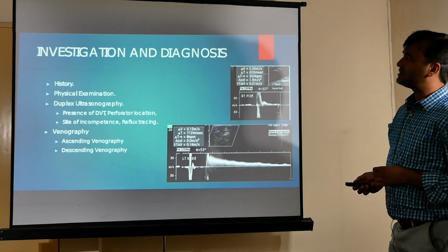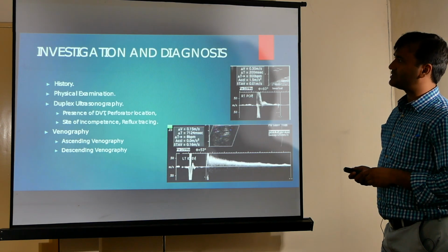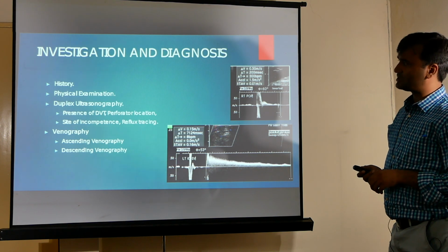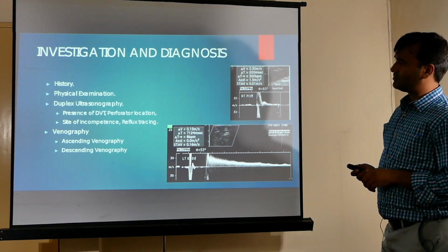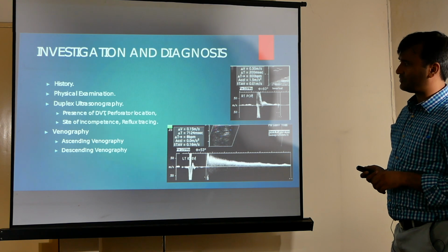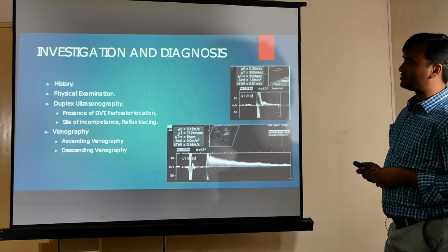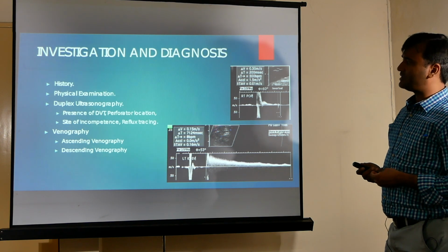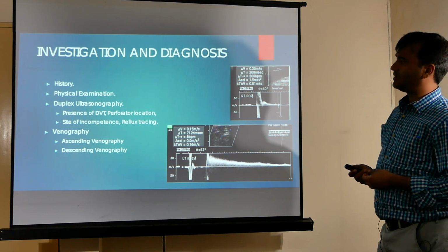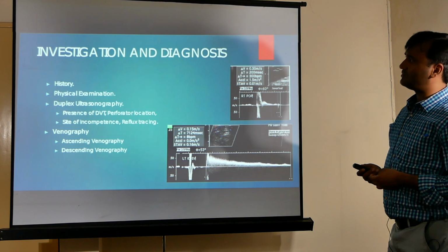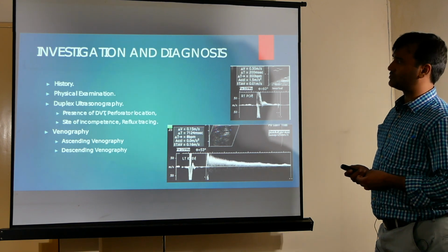The investigation and diagnosis: the main diagnosis depends on the history and physical examination. Other investigations are duplex ultrasonography. The presence of DVT and perforator location is identified with the sonography. The site of incompetence and reflux can be identified. Venography, ascending and descending venography, can be done to know the varicose vein.